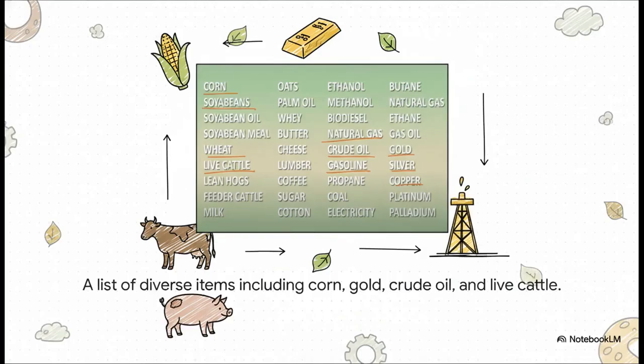All right, let's just jump right in with a little puzzle. Take a look at this list. You've got corn, you've got gold, crude oil, even live cattle. I mean, on the surface, this just looks like a totally random shopping list, right?